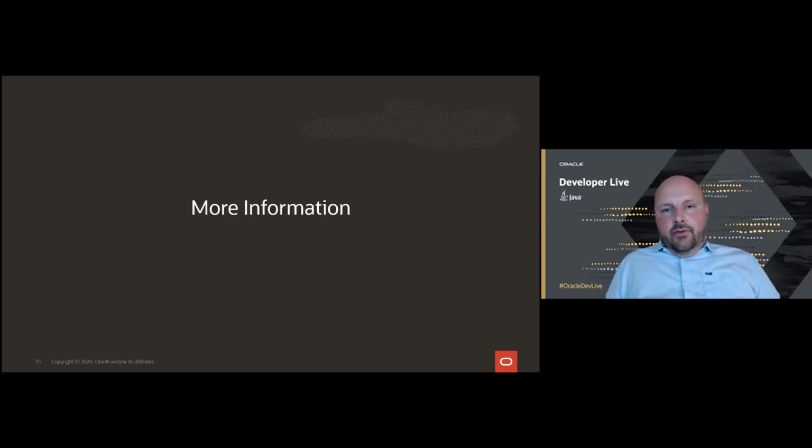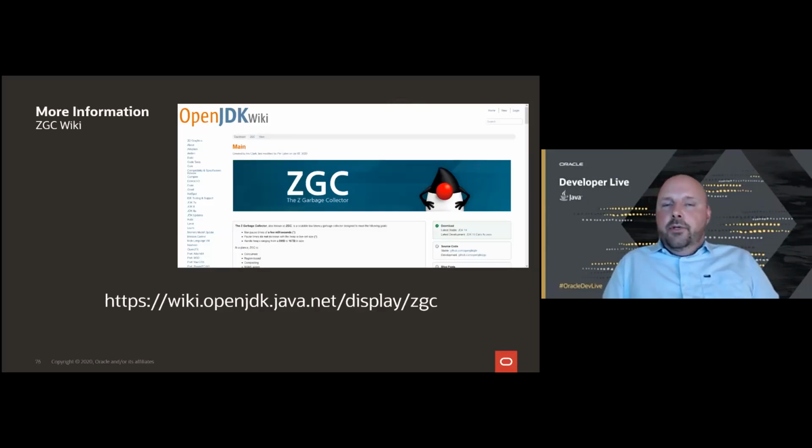Okay, so if you're interested in more information on ZGC, I would recommend you to head over to the OpenJDK wiki, which has a ZGC subpage. There you'll find information on how to configure and tune ZGC. You'll find links to blog posts, other talks, videos, mailing lists, and source code repositories, and so on. This is the main source of information for ZGC.